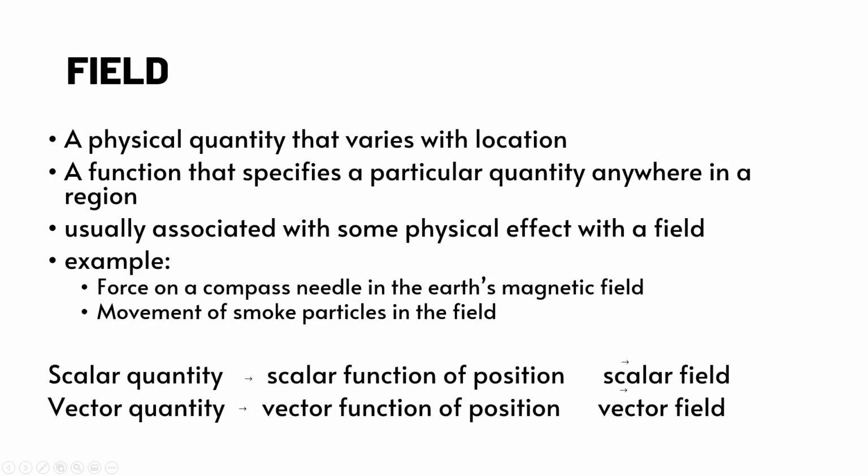Another important term in vector analysis is field. Fields are physical quantities that vary with location. They are simply functions that specify a particular quantity anywhere in a region. They will simply explain the physical effect of any electromagnetic quantity in a field. For example, the force on a compass needle in the Earth's magnetic field and the movement of smoke particles in the field. If the field is composed of scalar quantities, then it is considered a scalar field. If it is composed of vector quantities, then it is an example of a vector field.